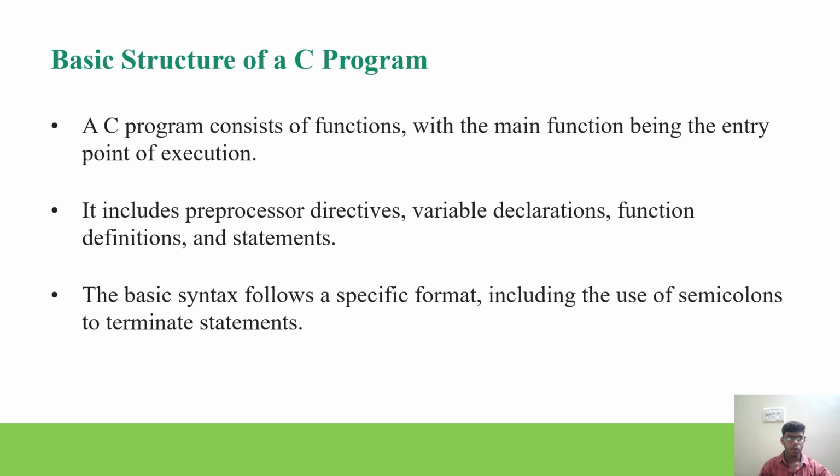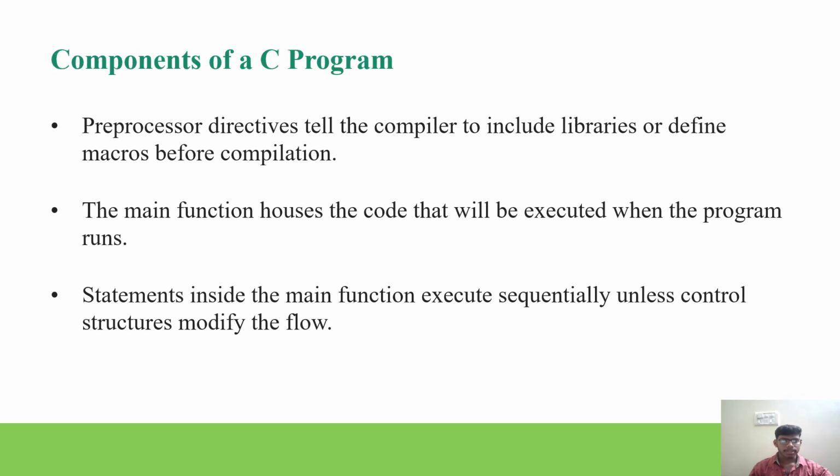Basic structure of a C program. A C program consists of functions, with the main function being the entry point of execution. It includes preprocessor directives, variable declarations, function definitions, and statements. The basic syntax follows a specific format, including the use of a semicolon to terminate statements.